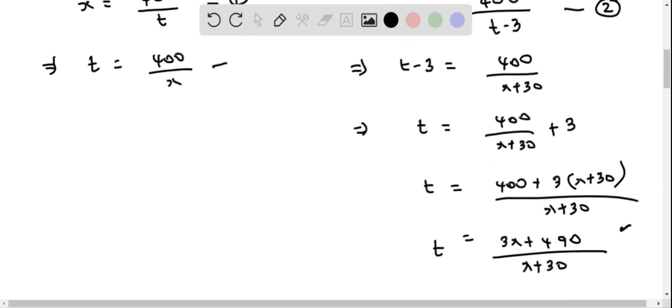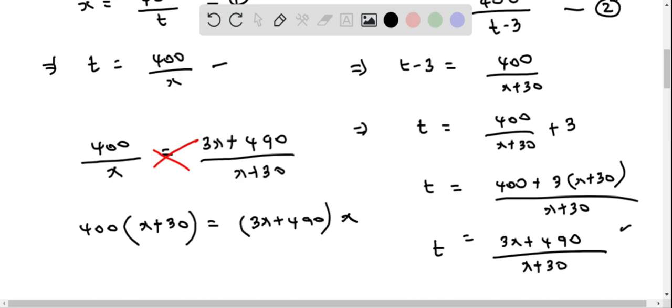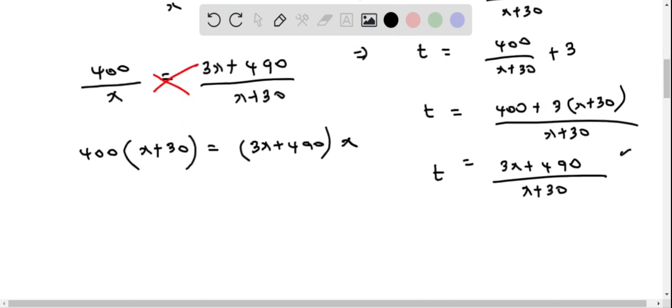We can equate the right sides. So therefore this is equal to 400 by x is equal to 3x plus 490 over x plus 30. Now we can do the cross multiplication. When we do that, we'll be getting 400 times x plus 30 equals 3x plus 490 times x. Now let's simplify this and we have to solve for x.